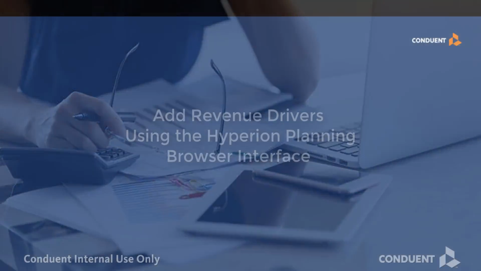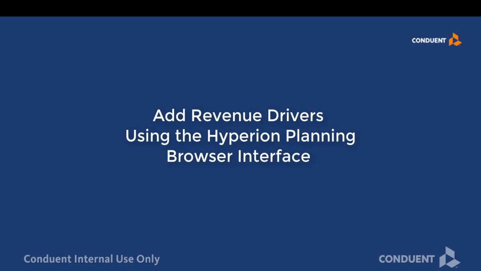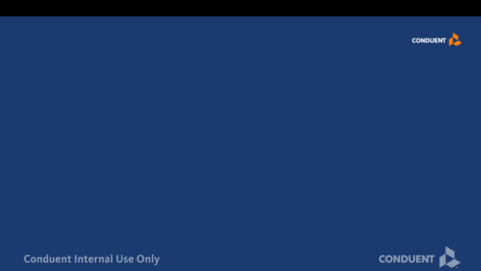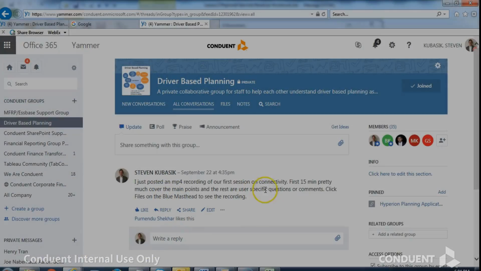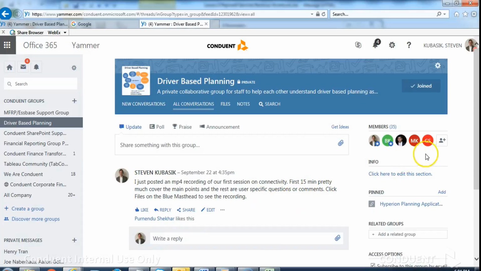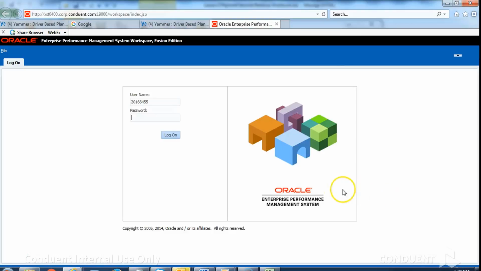In this lesson, we will cover how to add a revenue driver using the Hyperion Planning's browser interface. Remember, you can go to the driver-based planning group on the Conduent Yammer site to find the hyperlink to the planning application. You must use Internet Explorer with all pop-up blockers disabled. Other browsers such as Chrome will not work at all with this application.